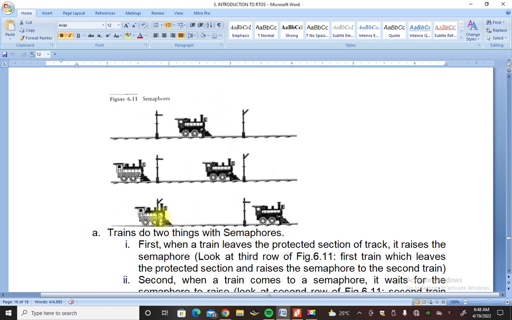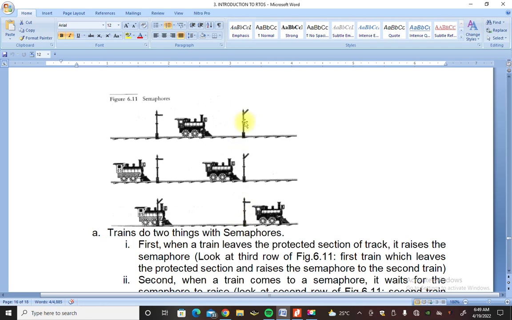So even though it is an express, it will come quickly but then stop here. Why? Because this signal is closed. Similarly, when this goods train crosses the next signal, that will close and this will open. So this is semaphore signaling, which was used in earlier days. Nowadays we are using LED signaling and so many other advanced methods.